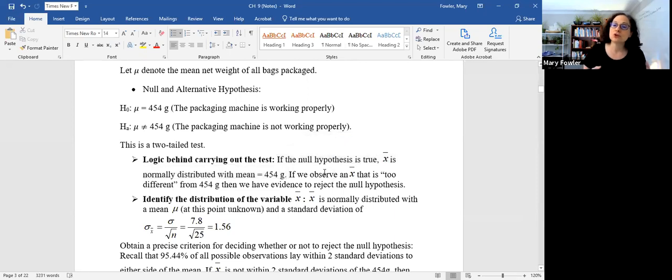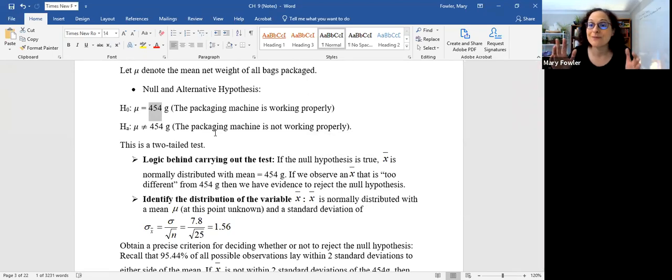Now what we're going to do is look at that X bar, the sample mean. And if the sample mean is too different from the population mean, mu, under the null hypothesis, in this case 454 grams, then we can reject the null hypothesis. But the statistics comes in deciding how much is too much.